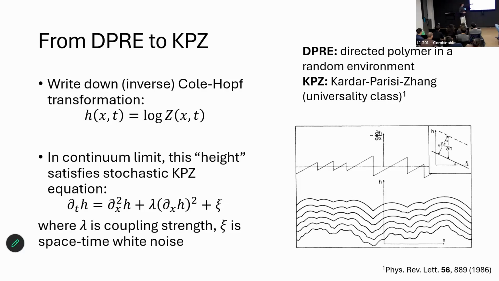So as before, this Z is the partition function of a polymer starting at the origin and ending somewhere at X on this axis and T on the vertical axis. And we instead define this height transformation, this H of X of T. So it's just the logarithm of the partition function. So really it's just proportional to the free energy you can think of. And what's nice is if we write this transformation down and then we take the continuum limit, meaning on the lattice, we take the lattice spacing to 0.